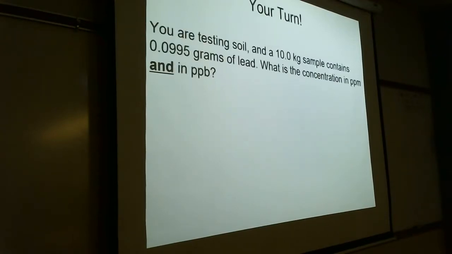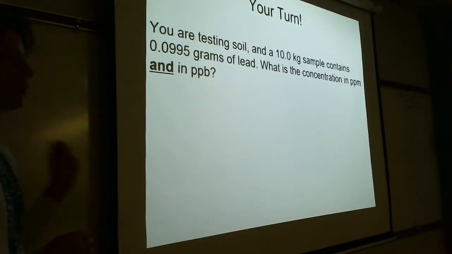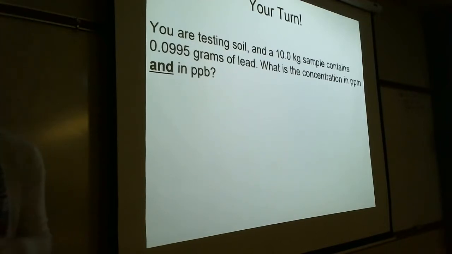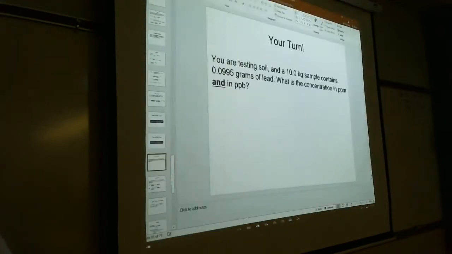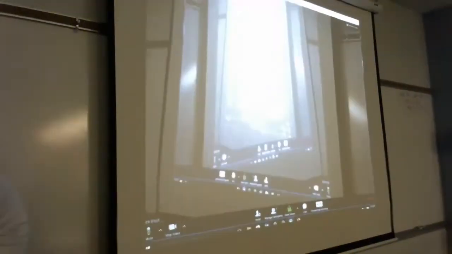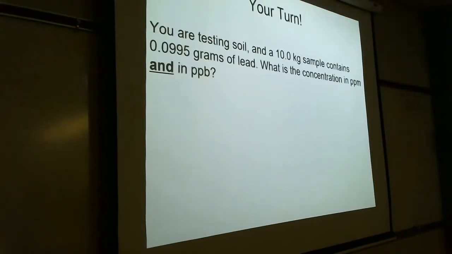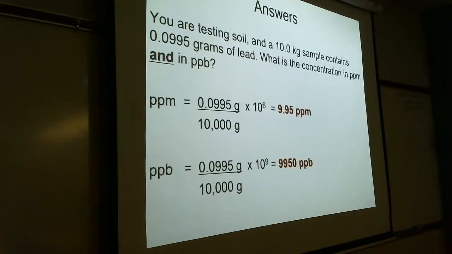So you do this one. You're testing soil and a 10 kilogram sample contains 0.0995 grams of lead. I want you to express this concentration both in parts per million and parts per billion. Take a second and do this one. So the calculation is going to be the same. The only thing different between parts per million and parts per billion is what you multiply by, right? For parts per million, you multiply by 10 to the 6th. For parts per billion, you multiply by 10 to the 9th.